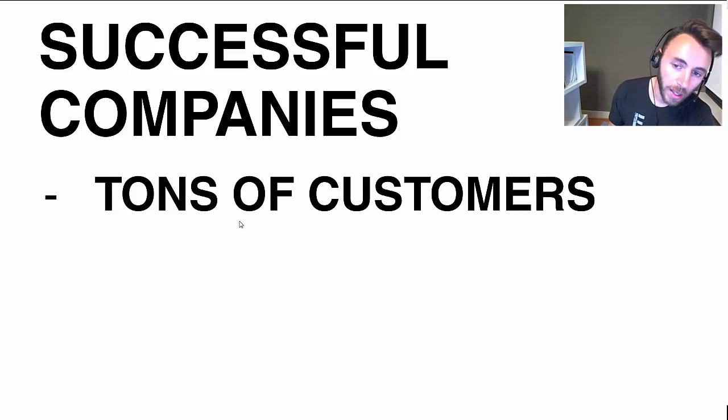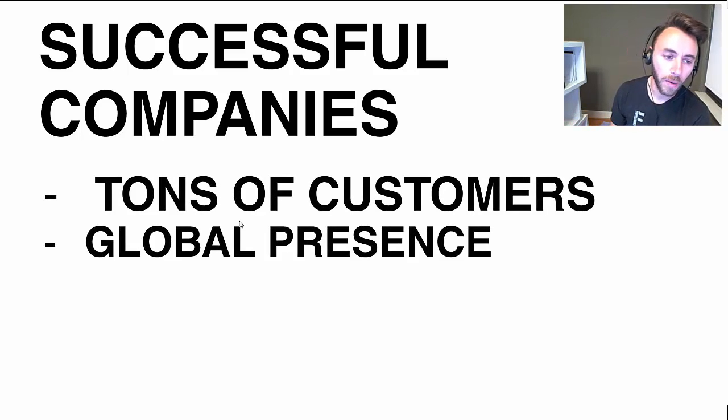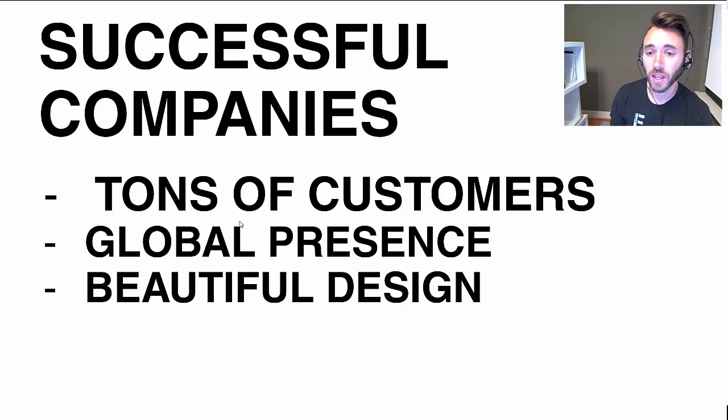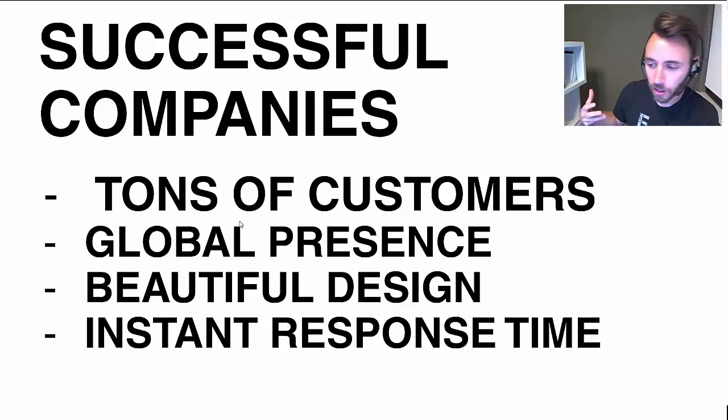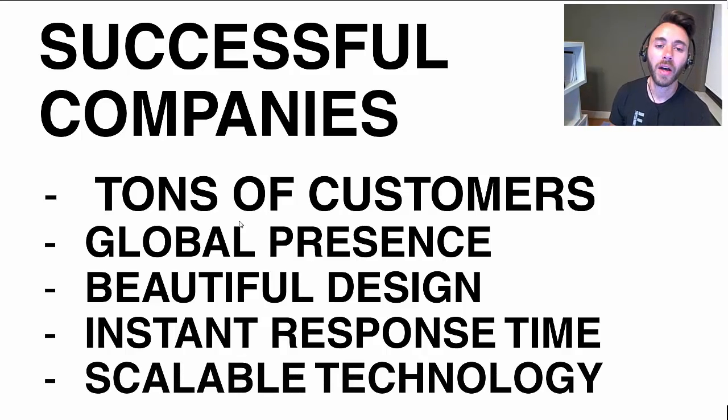So successful companies, oftentimes they'll have tons of customers, which is obviously something that you probably want. They'll have a global presence. They'll be available to multiple customer types and multiple customer segments around the world, different time zones, all that good stuff. They'll have beautiful design. They will look really great and really aesthetically pleasing. They'll have instant response time, so they'll be interacting with their customers instantly, and they'll provide updates on a crazy frequent basis, and they'll do all this amazing stuff. Plus, they'll have scalable technology, so they'll be able to build amazing technology that can scale both in terms of supporting a huge number of customers, but also tons of data, doing everything in real time, all this kind of good stuff. So that's what successful companies look like.